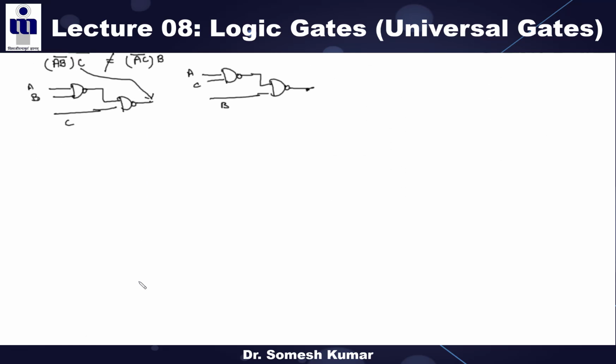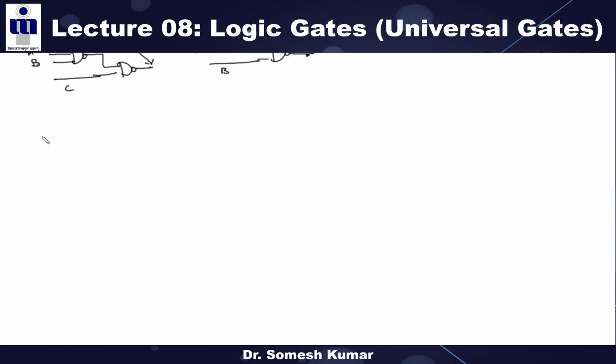Now we are discussing our next gate, that is the NOR gate. You know the symbol for the NOR gate? NOR consists of basically OR plus NOT, right? So this is your A plus B whole bar, right? And in simple terms, it is your OR plus NOT. This is your NOR gate, right?